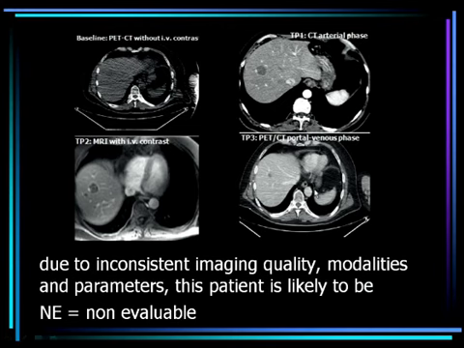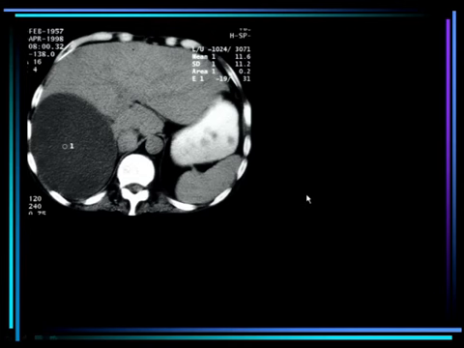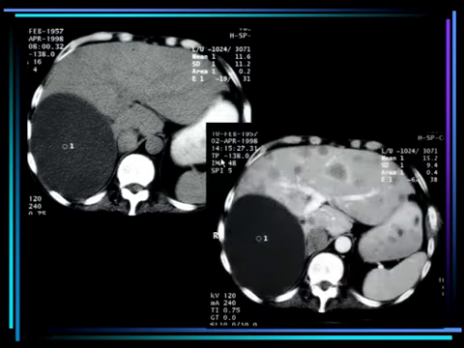Be confident to use the technique that you know. If you look at this case, which is from my hospital, with non-contrast, you would say, oh, a big cyst, that's it. Look at the same case after intravenous contrast administration. The patient has multiple metastases.